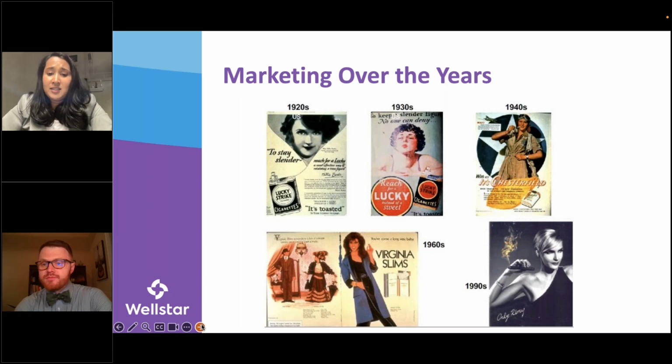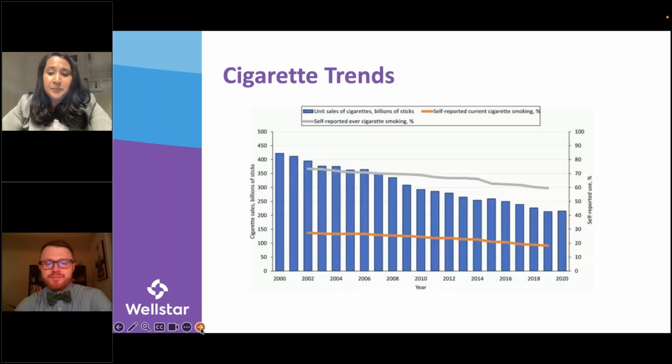These are some advertisements that I could find from the last 100 years or so. You can see that as recently as the 1990s, women were still being targeted for smoking. This is from the cover of Cigar Aficionado magazine. So you can say that females were still being targeted for cigarettes and smoking up to quite recently.